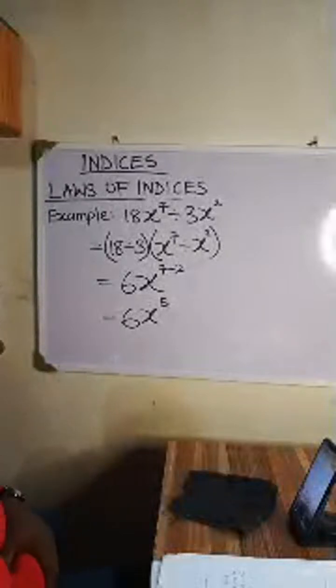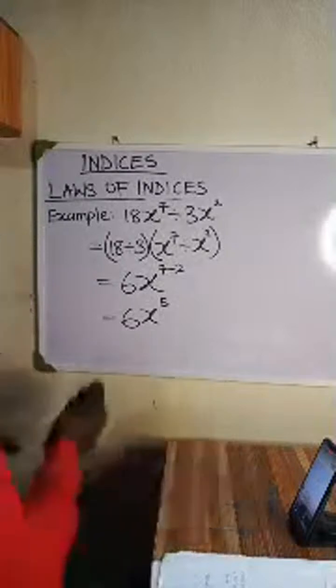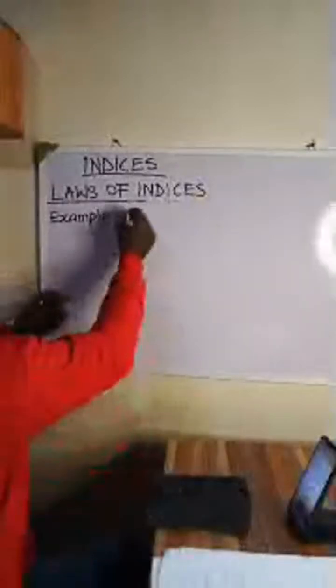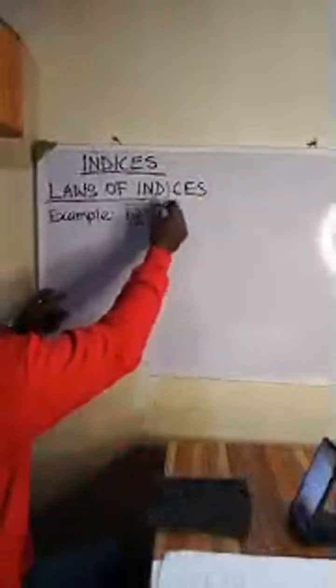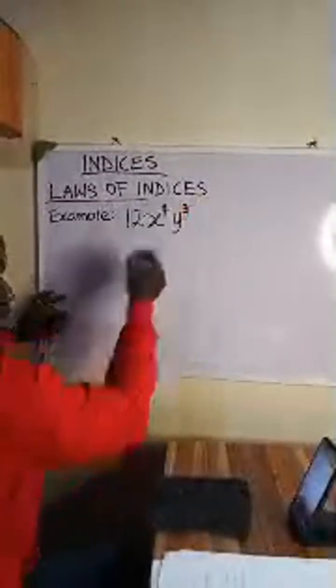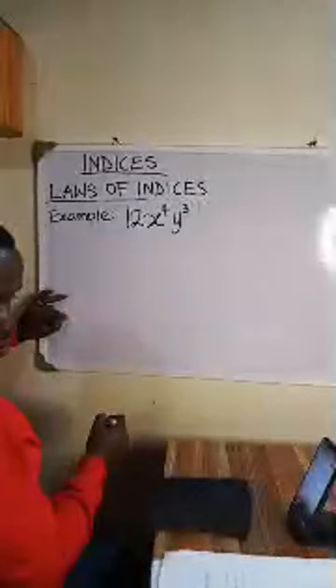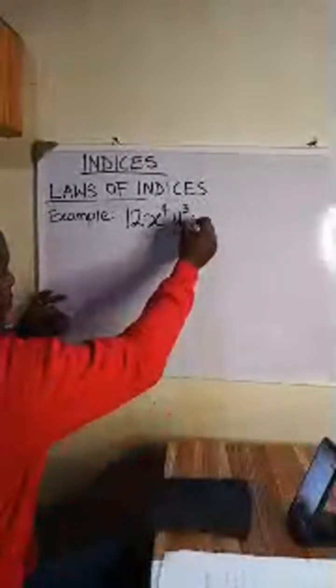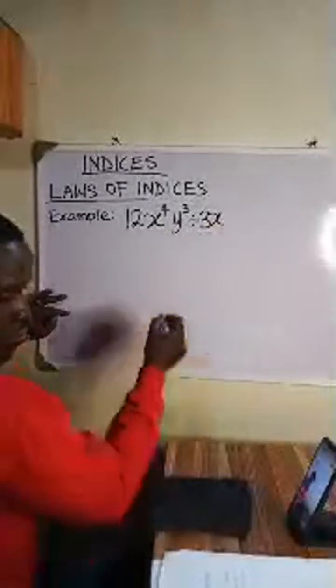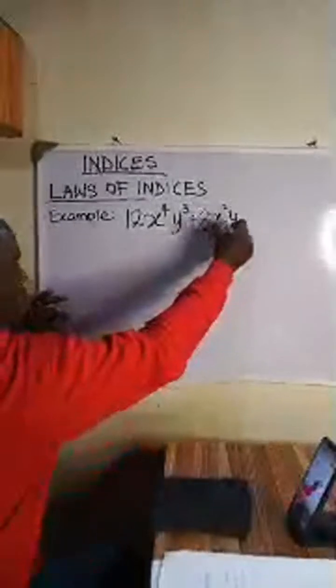Okay, so let's look at another example. So we have 12x to the power of 4, y to the power of 3, divided by 3x to the power of 2y.